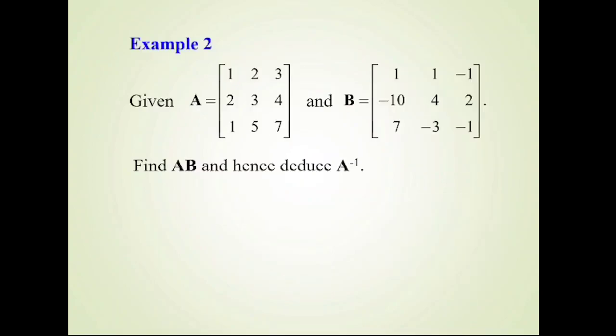Let's look at this next example. This is a 3 by 3 matrix. We want to find AB and hence deduce A inverse. Be careful with the word hence. This means we have to use the information that we get from multiplying A with B to find A inverse. You cannot simply use the formula of adjoint matrix to find A inverse.